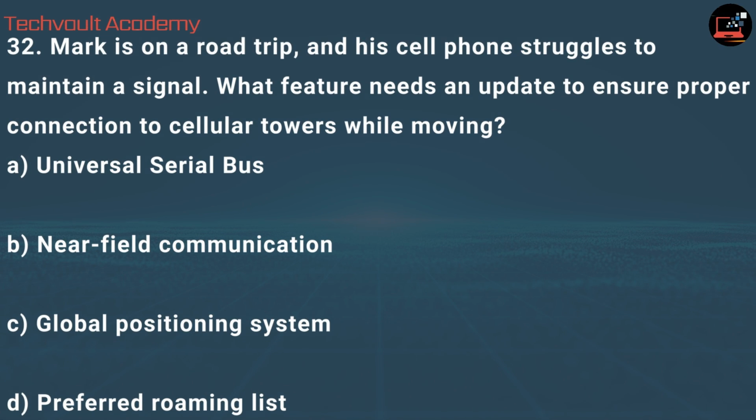32. Mark is on a road trip, and his cell phone struggles to maintain a signal. What feature needs an update to ensure proper connection to cellular towers while moving? A. Universal Serial Bus. B. Near-Field Communication. C. Global Positioning System. D. Preferred Roaming List.